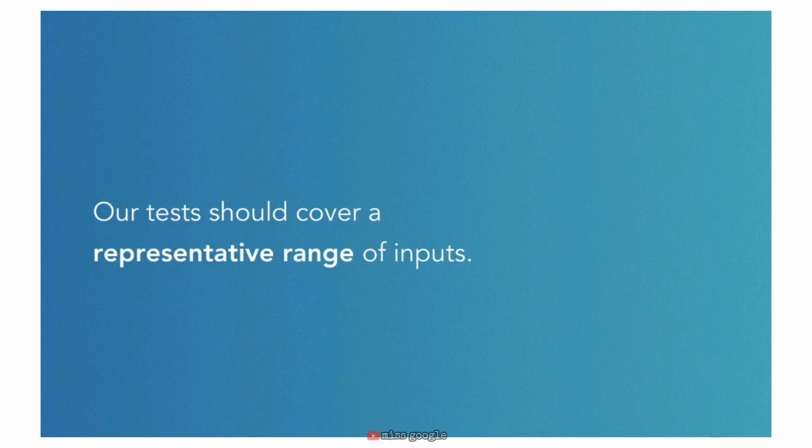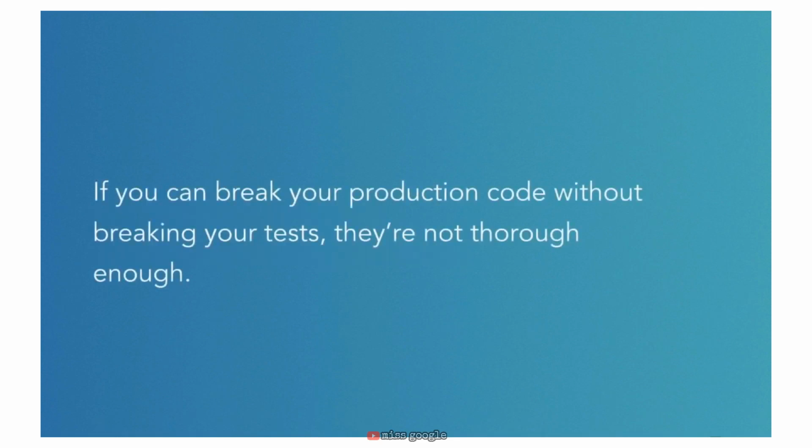Representative range here is sort of a fuzzy term, but here's a rule of thumb I like to follow with regards to figuring out what a representative range of inputs means for tests. The rule of thumb is this. When you think you've been thorough enough in testing a piece of production code, check to see if it's possible to make breaking changes to your production code without breaking your tests. If it is, your tests aren't thorough enough and you need to write a test case that does break for whatever change you just made.